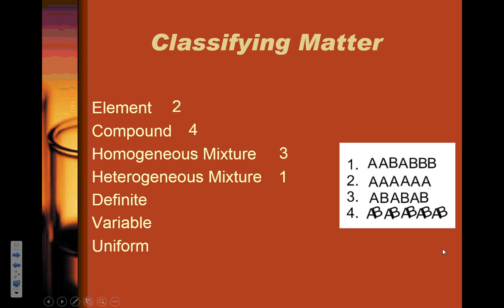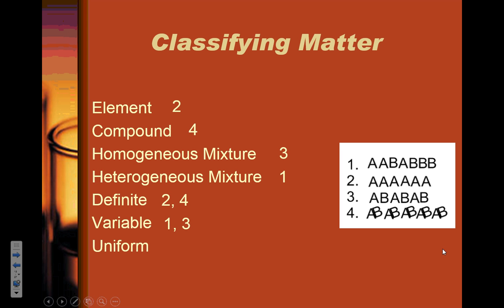Now, which of these have definite compositions? Remember, definite means the same throughout. Well, situation 2, it's all A, it's the same throughout. In situation 4, it's all AB fused together throughout. So they would have a definite composition. Which one would have a varied composition? Well, situation 1 and situation 3. They're not the exact same thing throughout. They're not definite in composition.